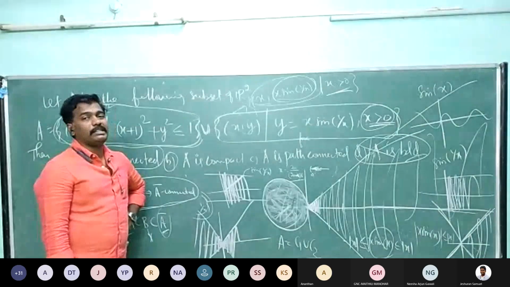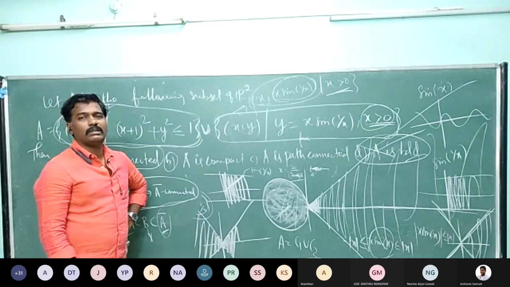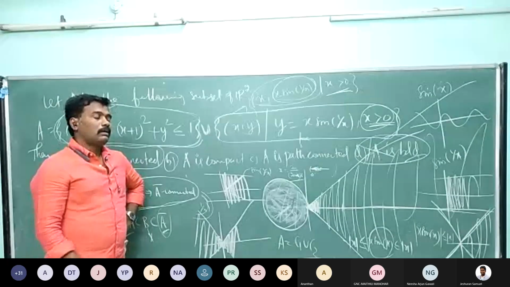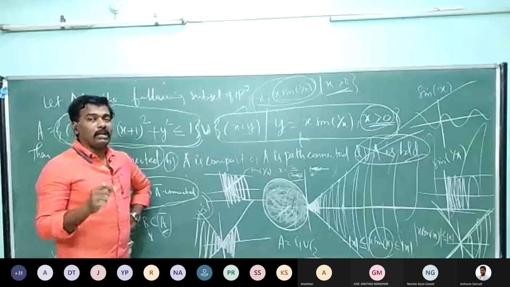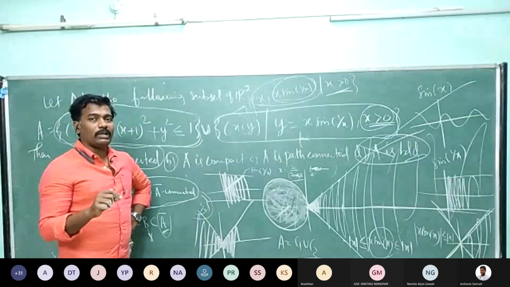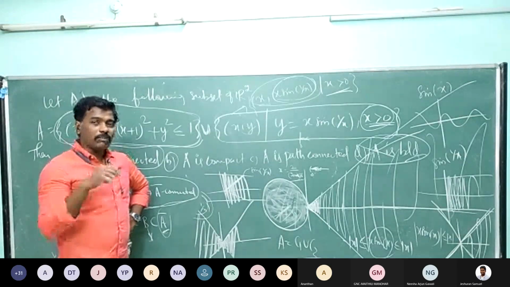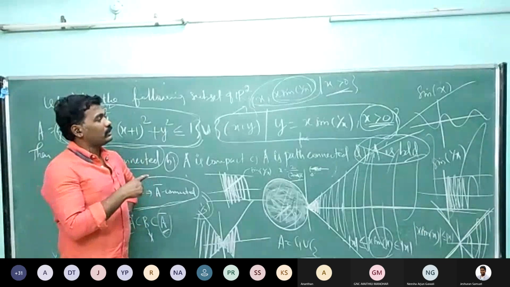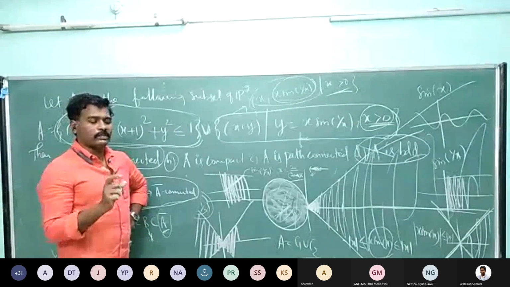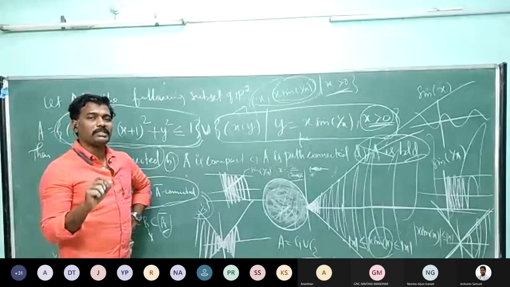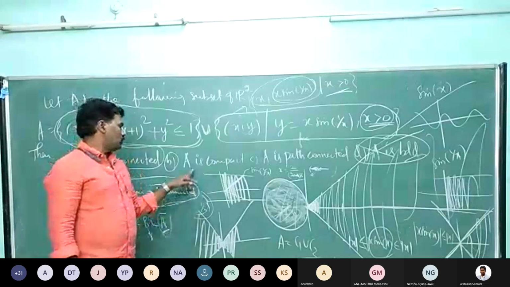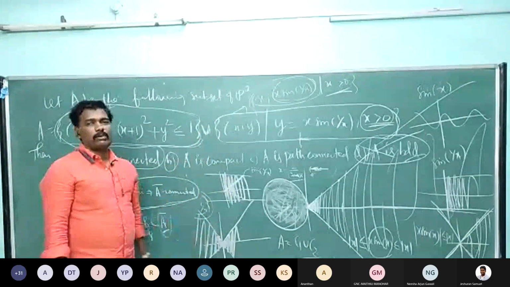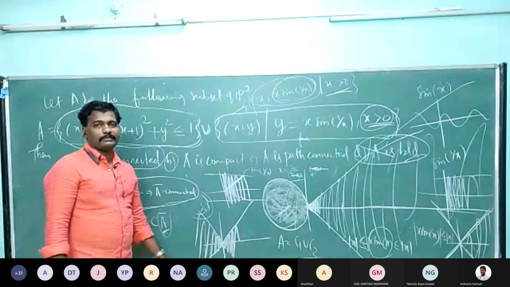But generally, the definition of compactness is not closed and bounded. The definition is that every open cover has a finite subcover. In the usual topology, this definition is equivalent to A being compact if and only if A is closed and bounded. Once A is compact, A is obviously bounded. We said that A is not bounded, therefore A is not compact.